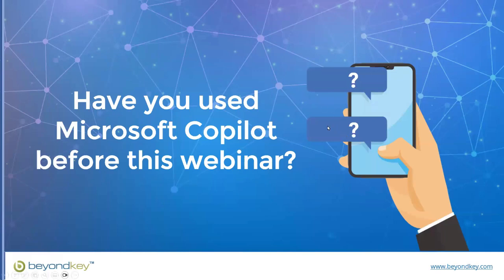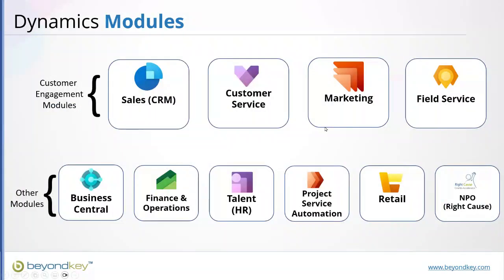Okay, awesome. So let's talk about number three. Let's talk about Dynamics 365, and let's talk about Copilot. Before I dive into Copilot, I just want to explain what Dynamics is. Microsoft Dynamics is an enterprise resource planning tool which covers a broad range of modules, as you can see here.